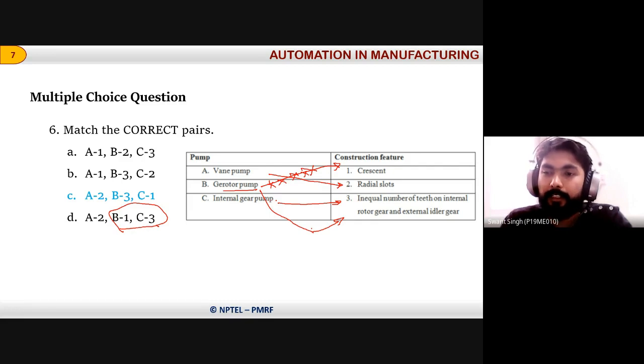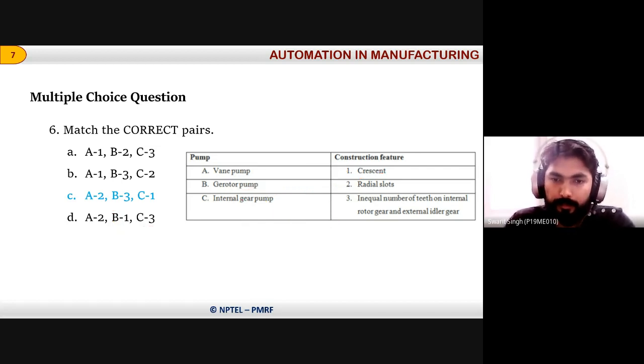The internal gear pump has a crescent, but the generator pump doesn't have a crescent. That's why we call the generator pump a special case of the internal gear pump. It also has internal gears, but it doesn't have any crescent. So the correct option is B matched with three, and then C matched with one.